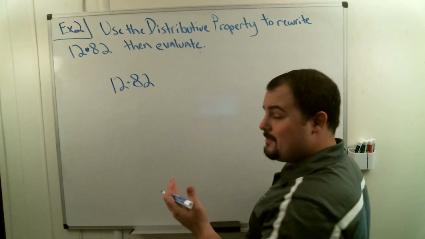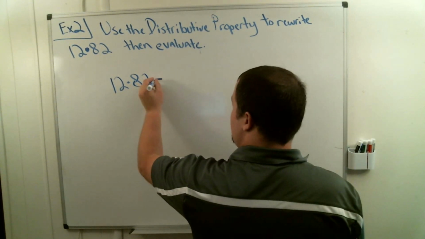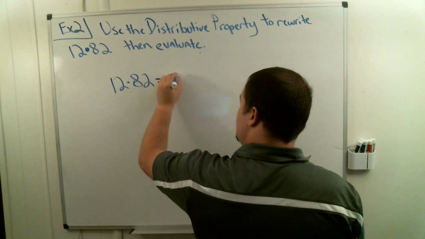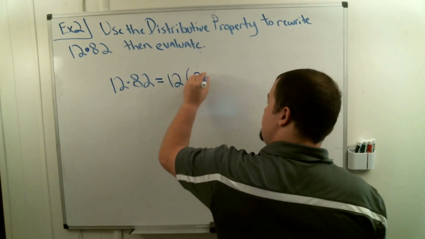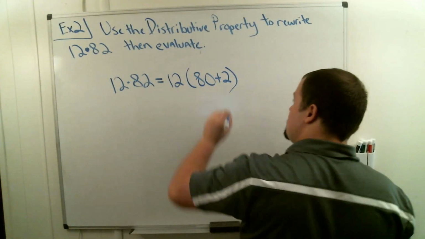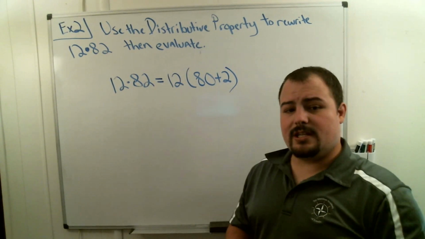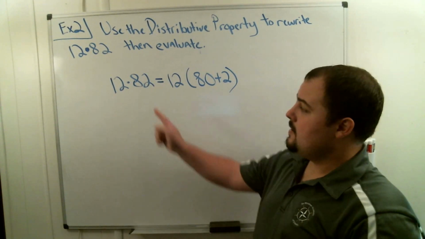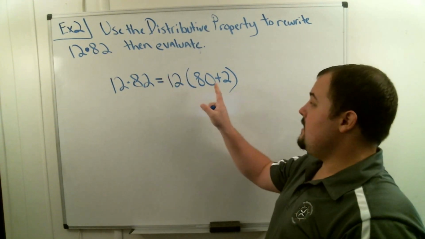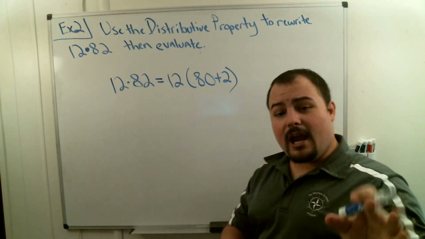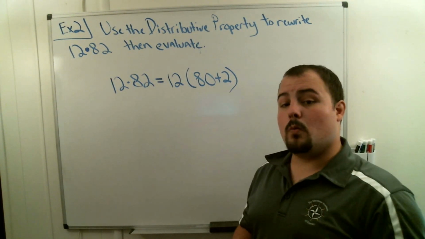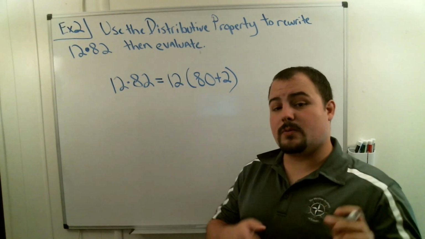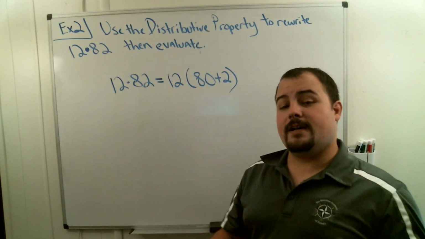And if I was doing this in my head, I would say what I'm really doing is 12 times 80 plus 2. So what I just did there was I broke apart 82 to make it 80 plus 2. And 80 plus 2 still is 82. So what we're going to do now is do distribution property to find out the answer.